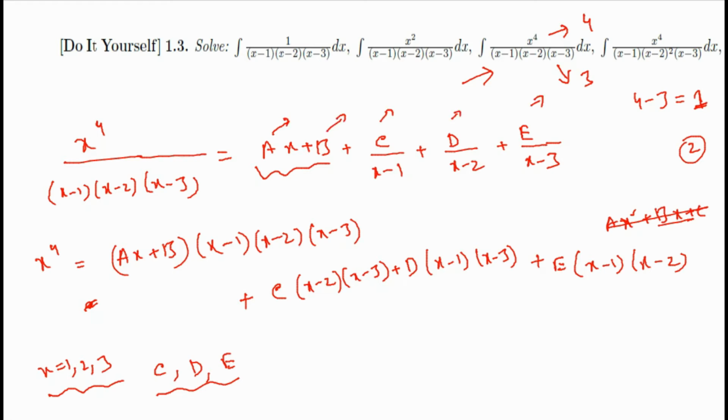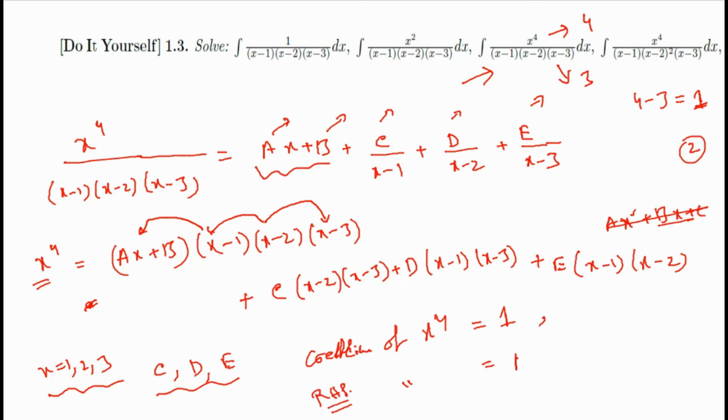So to find the values of a and b, we can compare the coefficient of x power 4. In the left hand side, the coefficient of x to the power 4 is 1, and in the right hand side, these three terms will give x cube and this will give x to the power 4. So in the right hand side, the coefficient of x to the power 4 is a. So obviously a equals 1. Now you also have the c, d, e values and the a value.